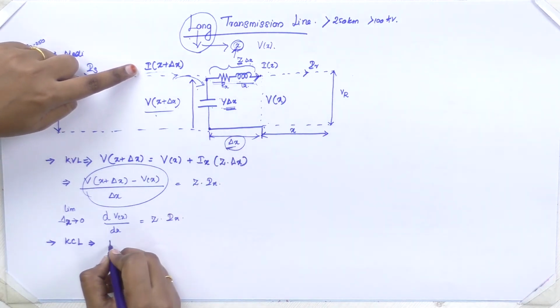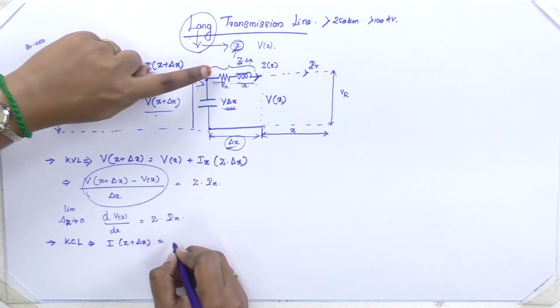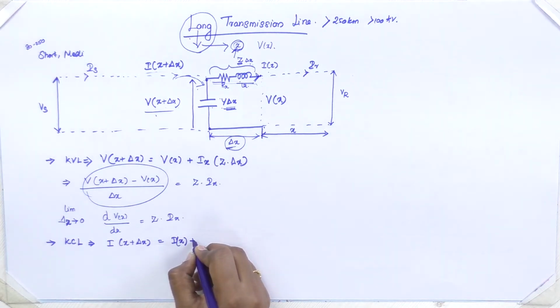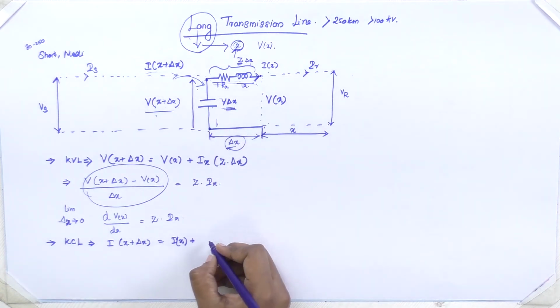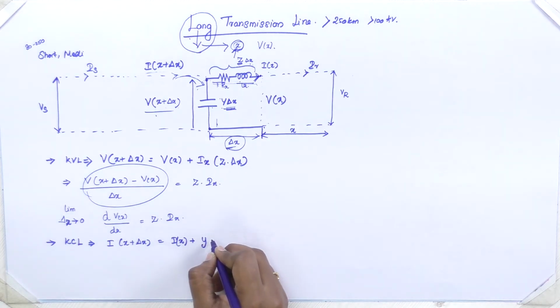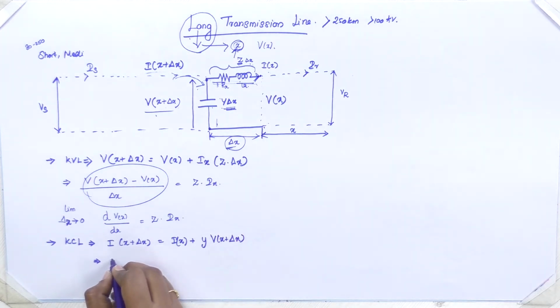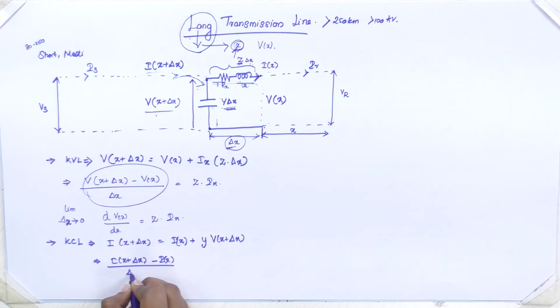for this term. So I of x plus del x is equal to, what is the current here? It is I of x plus, I have to know the current through the capacitance. So it will be y. In order to find the current, I should take the voltage. So what is the voltage? V of x plus del x. So rearranging this equation, I of x plus del x minus I of x divided by del x.